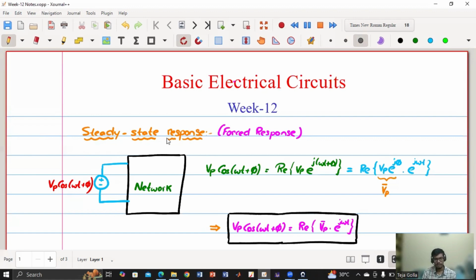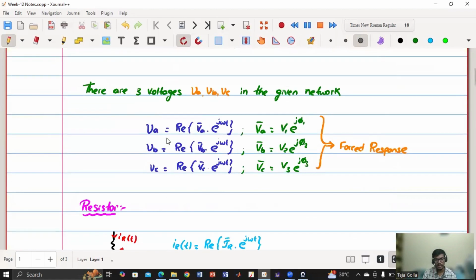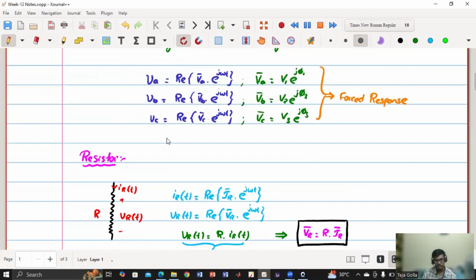So now we are writing this Vp cos omega t plus phi in terms of phasors, like the real part of Vp bar into e to the power j omega t. And we can also write any voltages or any current value in the same way. Now we can deal with the circuit in terms of phasors, but before that, we have to see how the resistor, capacitor, and inductor impedance looks like in terms of phasor.